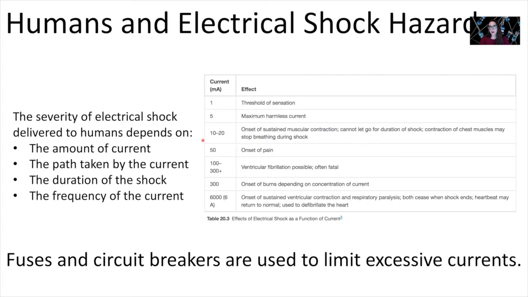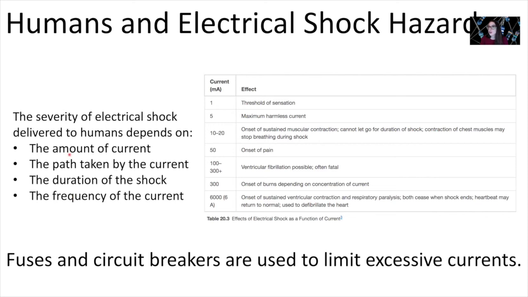We're going to end our study of current here by talking about electrical shock hazards. This is important for us to understand, and it's directly related to our real life experience. The severity of an electrical shock delivered to humans depends on four things here.